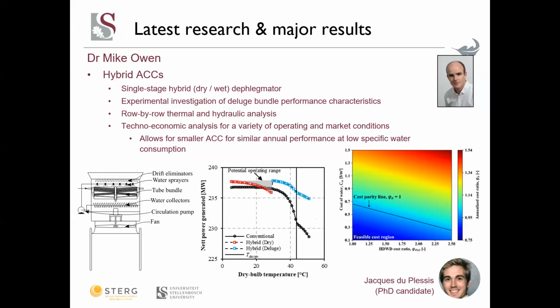And you can see once the system switches from this dry mode to wet mode, how it assists the ACC performance during high temperatures. The graph on the right-hand side shows an annualized cost ratio of a hybrid ACC in comparison to a conventional ACC, where they consider on the x-axis the different cost ratios that this hybrid deflegmator could be, from cheap to more expensive, as well as the cost of water on the y-axis, showing less expensive to more expensive costs for water. And they find below this parity line here, below this line 1, is the feasible cost region for a hybrid ACC. And that was done for different sites across the US.